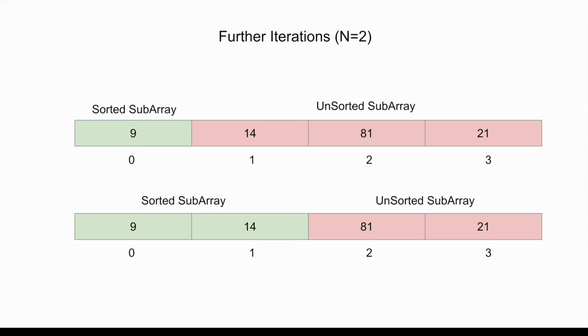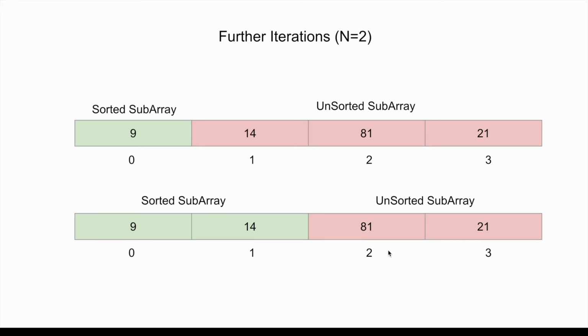Coming to the second iteration, this was the last state of our array. The range of the sorted subarray is from 0 to 0 and the range of the unsorted array is from 1 to 3. So after repeating step number 2 and step number 3, first we will choose the minimum element out of all these 3 elements. So out of 14, 81 and 21, 14 is the minimum element. So we will replace 14 by its own position. So there will be no change in the elements of the array, but we will increase the size of the sorted subarray. So now the new range of the sorted array will be 0 to 1 and the range of the unsorted array will be 2 to 3.